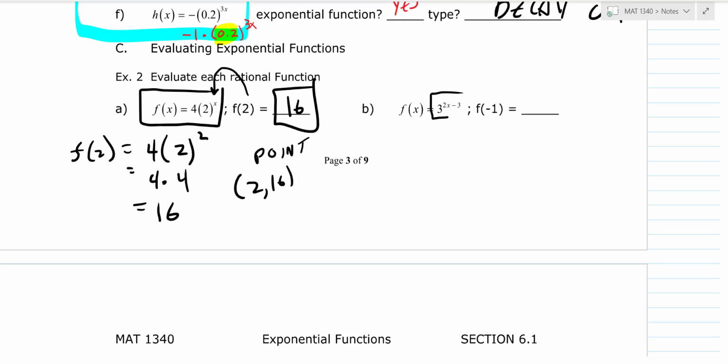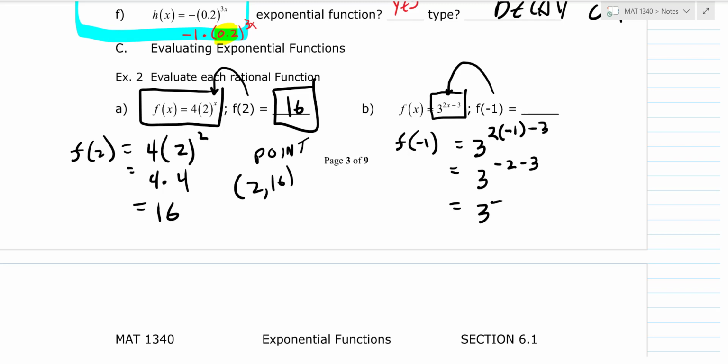Okay, next one, same idea. This is an exponential function. Just plug in the -1. So when you do f of -1, we'll have 3 raised to the 2 times -1 minus 3 power. Okay, work out the arithmetic. That is going to be -2 minus 3. So that's 3 to the -5th power. All right. Now, we've done this before a little bit. If you have a negative exponent, do you guys remember how you make negative exponents positive? It goes to the denominator, right? Okay, so you would write this as 1 over 3 to the 5th.